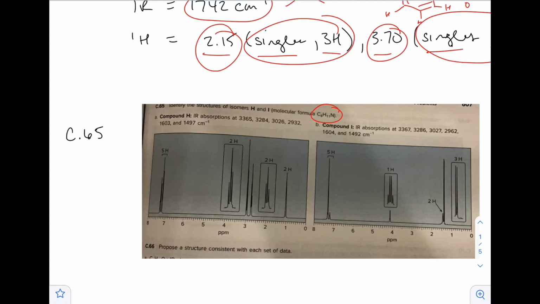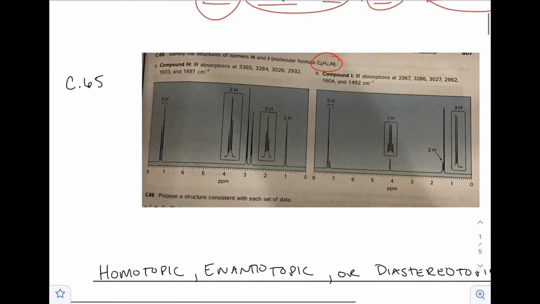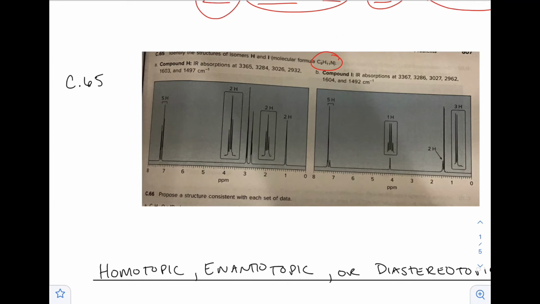Identify the structures. I haven't gone through this, so this is just real time. Notice these 5 hydrogens right here around that 7 region. This tells me I've got a benzene ring with something on it. I've got 2 hydrogens here, 2 hydrogens here, and then 2 hydrogens here. So that's 6, 7, 8.